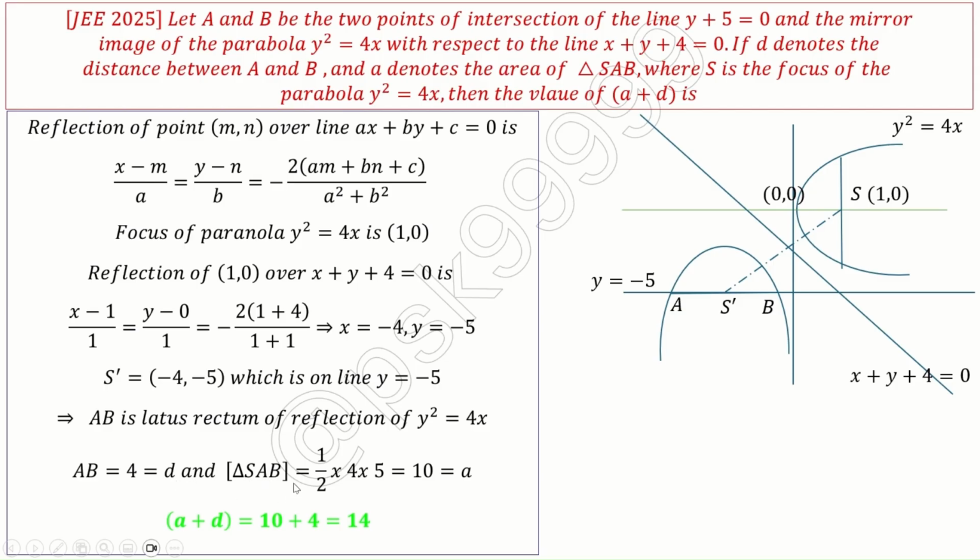And what is the area of triangle SAB? S is here, AB is here. So it is half into base. Base is 4, we know. And height: the point is (1, 0), and here it is y = -5. Right? It is perpendicular here. So the only difference is the y coordinate going from 0 to -5, which is 5. So half into 4 into 5, which is 10. This is my area. So A + D is nothing but 10 + 4, which is 14. That is the answer.